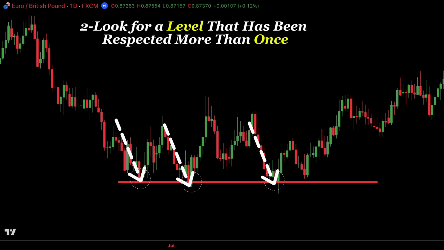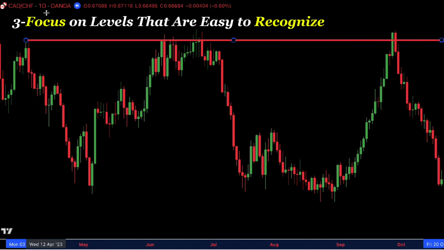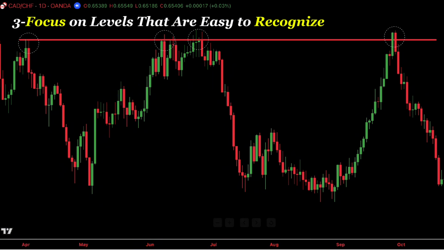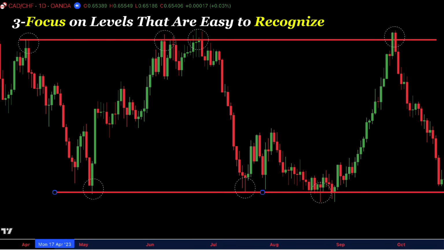Each additional rejection suggests that market participants continue to view that price as an important buying or selling zone, making it more likely to attract orders when price returns. One of the biggest mistakes beginners make is drawing too many support and resistance levels. The best levels are the ones that stand out immediately. You shouldn't have to zoom in, adjust your lines repeatedly, or convince yourself that a level exists.